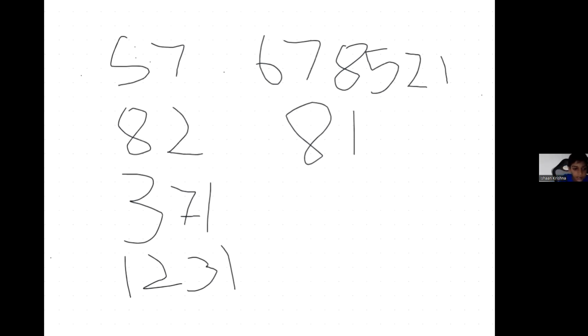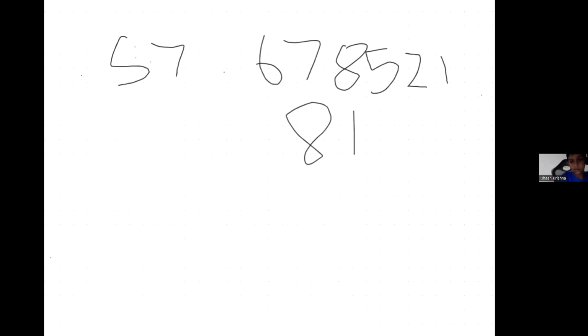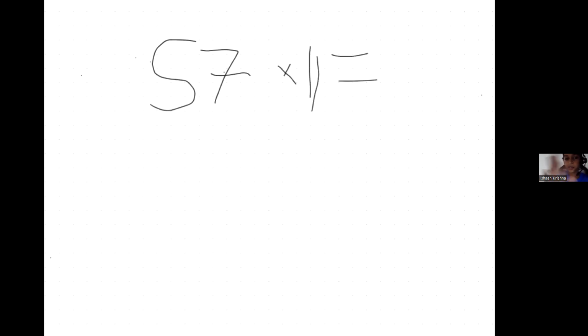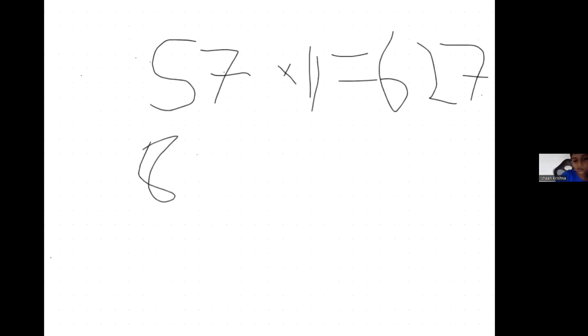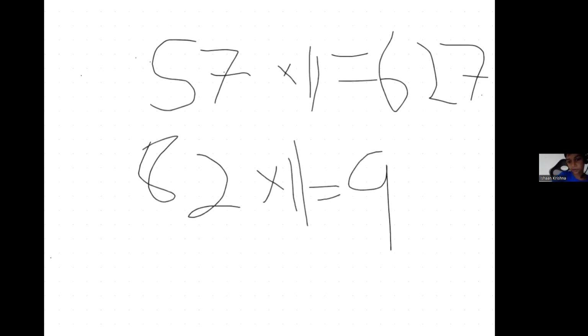Okay, so I'm back. Let's solve the problems together. Our first question was 57 into 11. This is a straightforward answer. 57 into 11 is equal to: 5 plus 7 equals 12. Send the 1 to the 5, so it will become 6. And then the 2 in the middle and then 7. That is 627. Our next one is 82 into 11. This is also straightforward. 8 plus 2, 10. 1 will go to the 8, so 9, 0, 2.